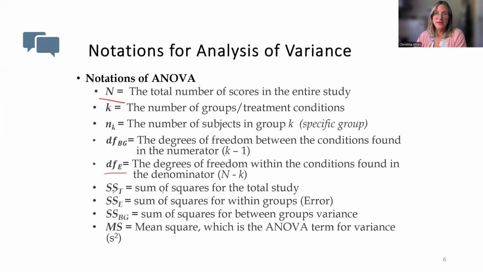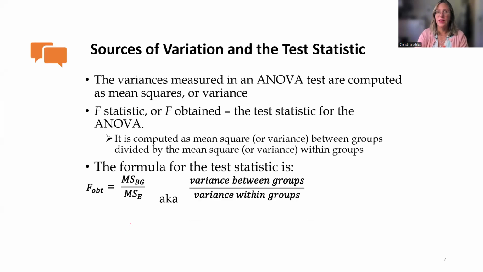You're going to learn what the sums of square total is, the sums of square error, the sums of square between groups, and what mean square is. It's basically ANOVA's term for variance. So variance and capital MS are technically equivalent. It's just ANOVA has a different term for them. So these are just some of those notations that you're going to be learning that are new for you.